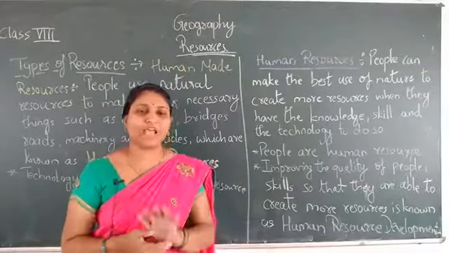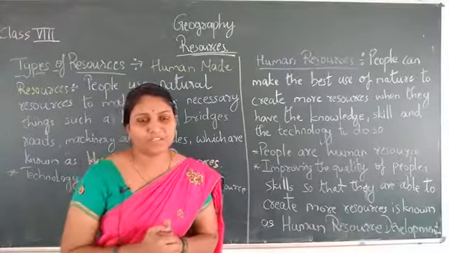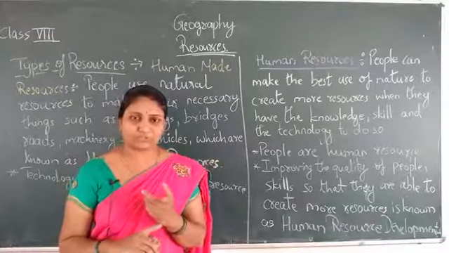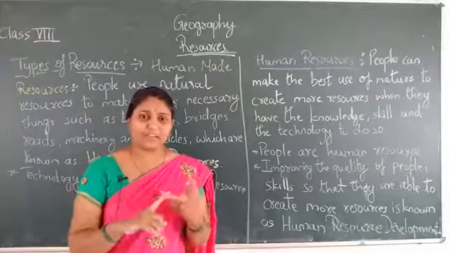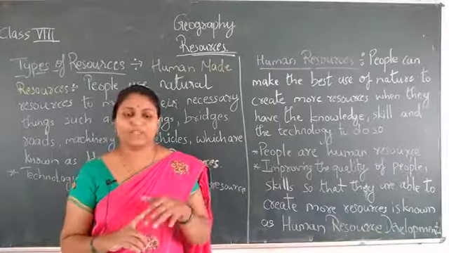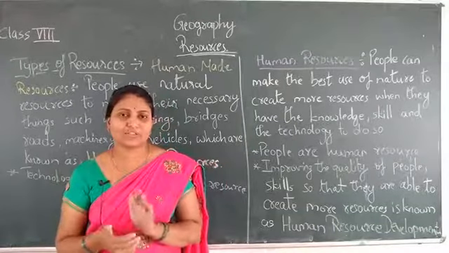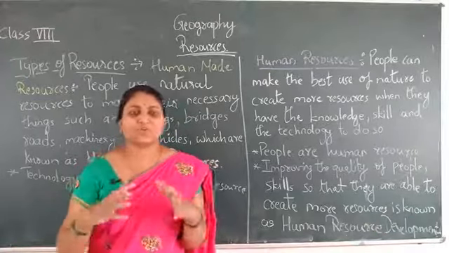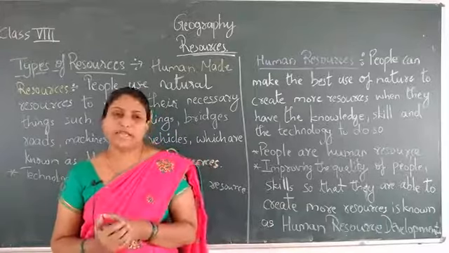In the last video we have learned about the types of resources. There are three types of resources. The first one is the natural resource, the second one is the human made resource, and the third one is the human resource. In the last video we learned about the first, the natural resource. What is a natural resource? The things that we get or obtain from nature are called natural resources.